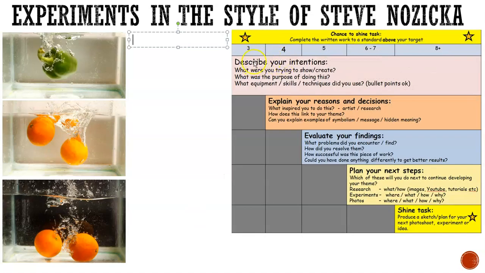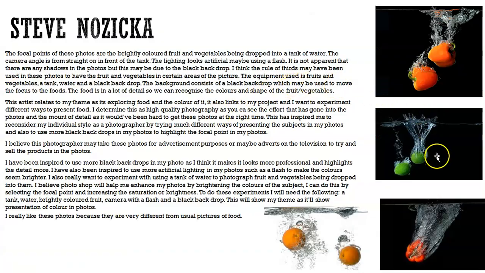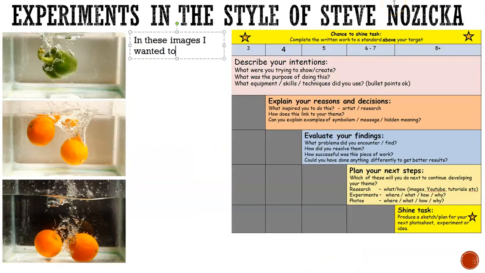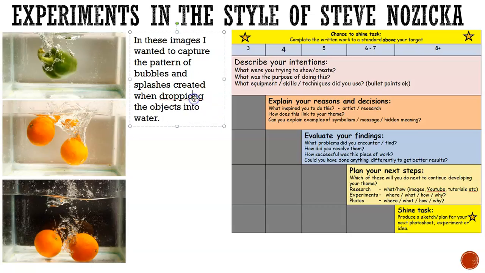Okay, so we can see in the first box it says describe your intentions, and the first question is asking me what you're trying to show or create. Well, obviously looking at the artist here, we can see we're trying to create patterns of bubbles or splashes. Good start.